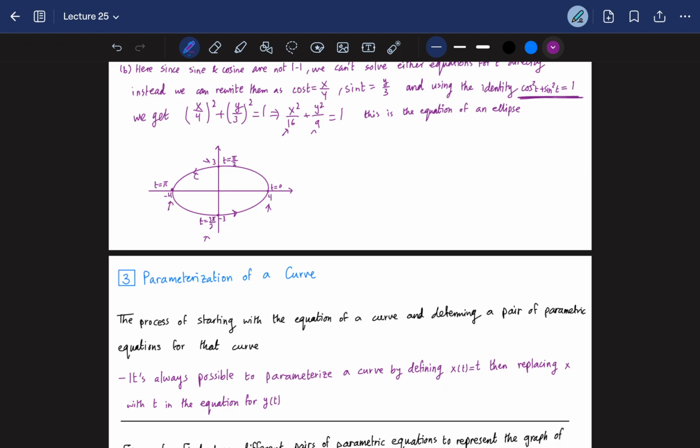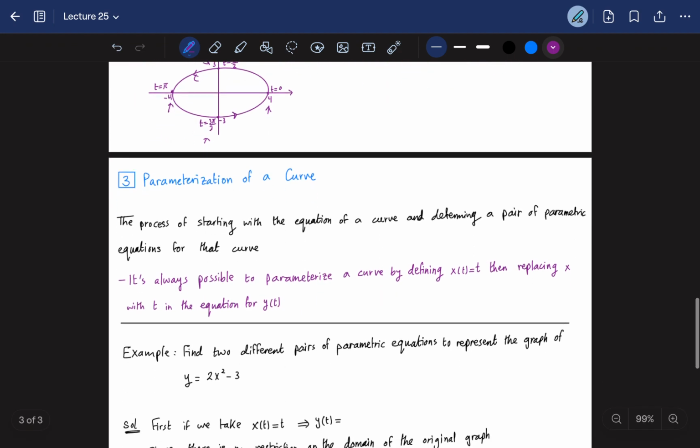Now the last thing that we're going to talk about today is if I want to parameterize a curve. Here, I start with an equation of a curve, and I want to find parametric equations for that curve. Keep in mind that we can always parameterize a curve by defining my x of t to be equal to t. Then you plug t into your function y. That way you get a parametric equation for that curve.